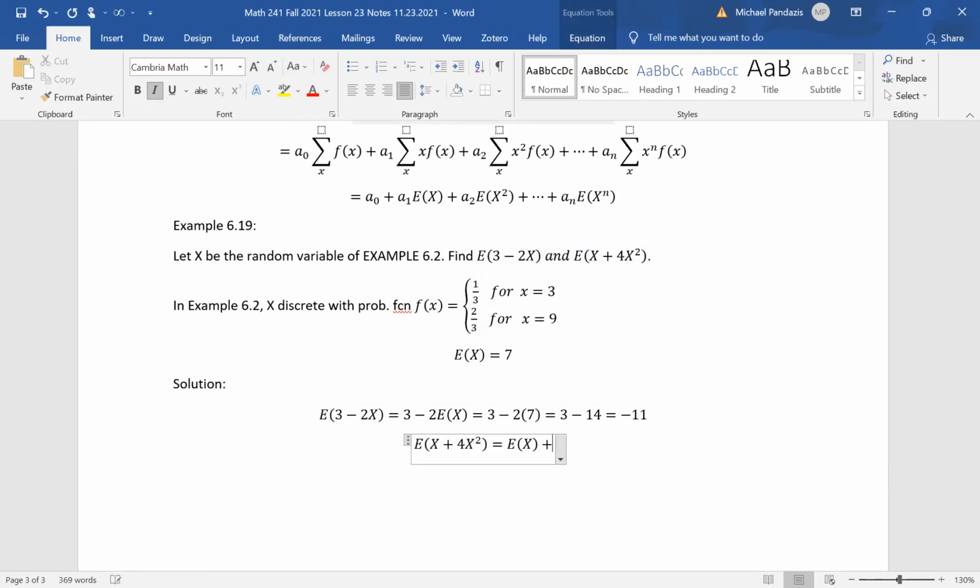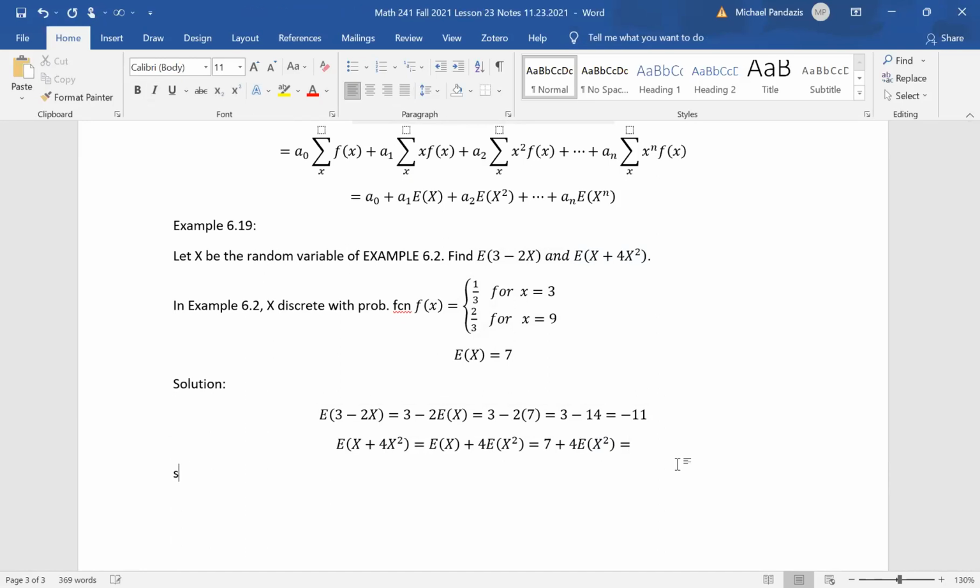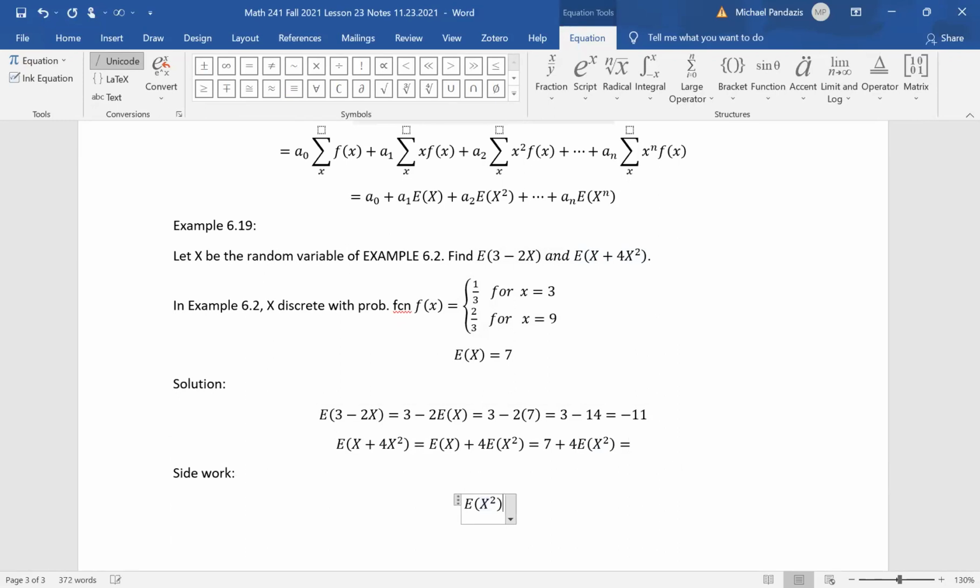Okay, so E of X plus 4X squared is equal to E of X plus 4 E of X squared. And E of X we know is 7. So it's 7 plus 4 times E of X squared. And so we just need to find E of X squared. E of X squared is the sum over all possible values of x squared times f of x.